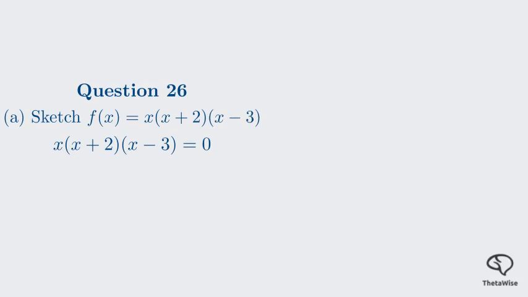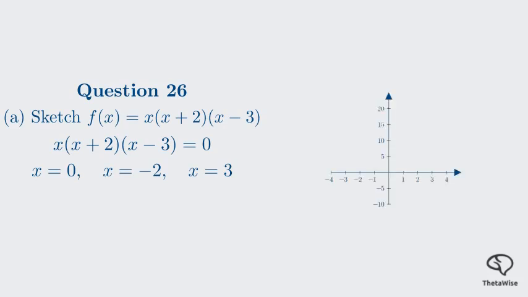Finally, let's solve question 26, which involves sketching a cubic graph, expansion, and finding a tangent. To sketch this, first find the x-intercepts by setting f of x to 0. The roots are x equals 0, x equals -2, and x equals 3. The graph is a positive cubic, so it starts low on the left and ends high on the right. It will cross the y-axis at 0.